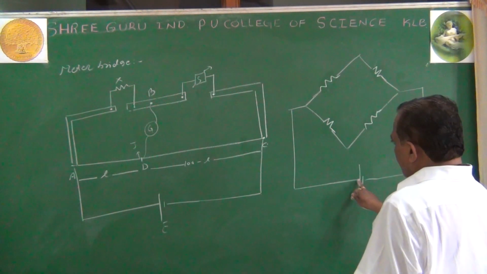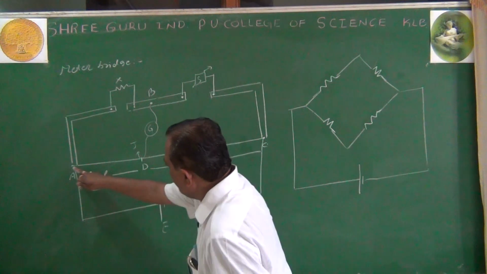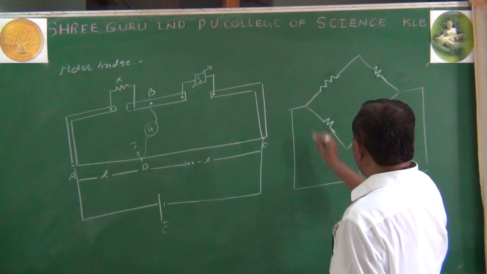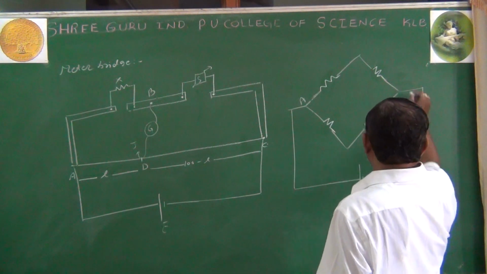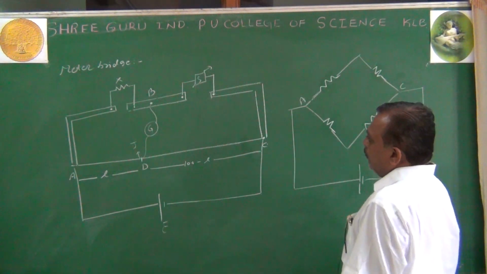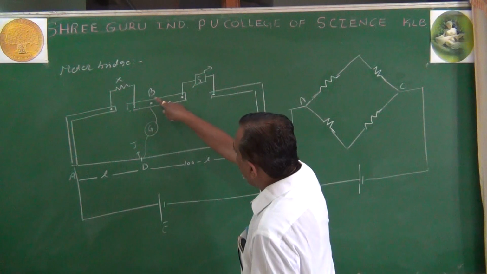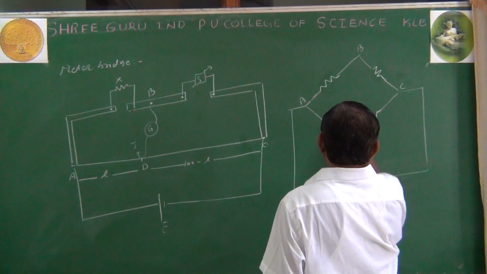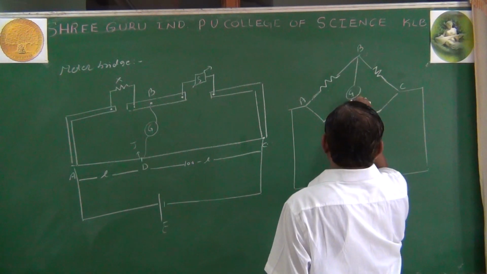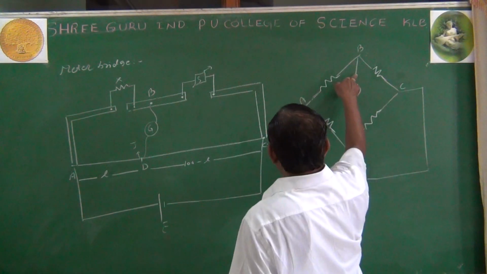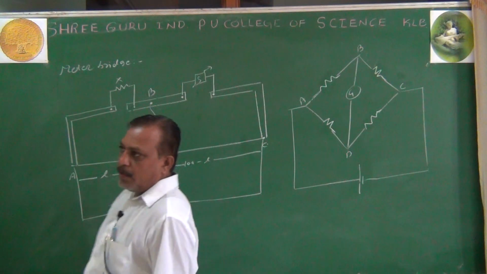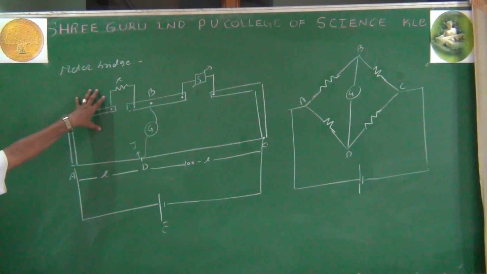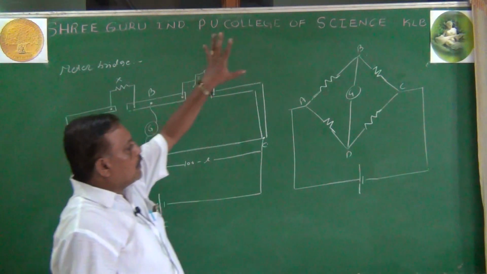Where the battery is connected, the battery's positive terminal is connected to point A and the negative terminal is connected to point C. The galvanometer is connected between B and D. This is point B and this is point D, and this is your galvanometer. Just see the figure and make the equivalent circuit of the Wheatstone network. So this is my original figure of the meter bridge. This meter bridge is based on the principle of the Wheatstone network.